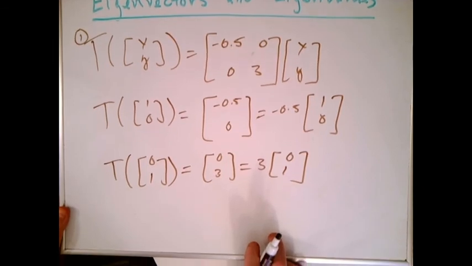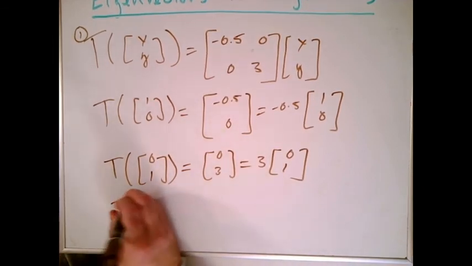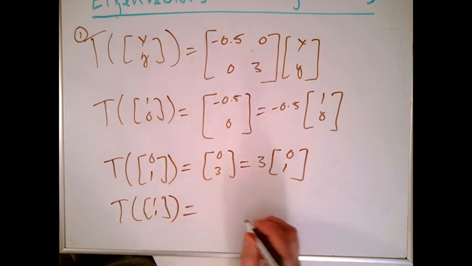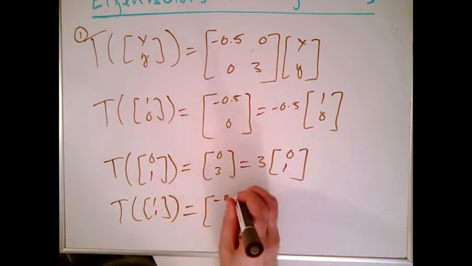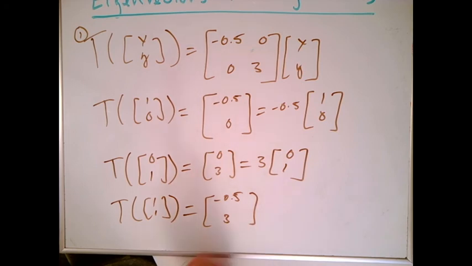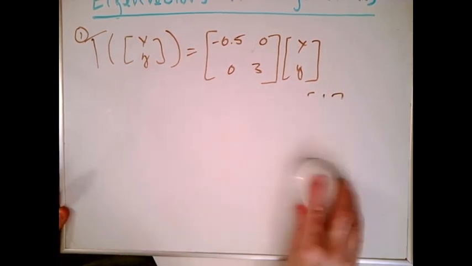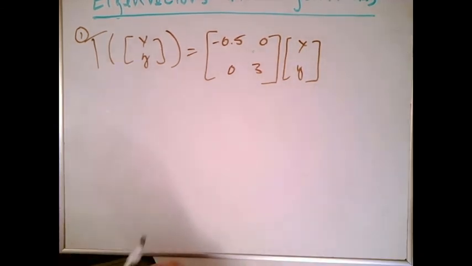This doesn't mean that every vector works this way, by the way, right? If I try plugging in 1, 1, what am I going to get? I'm going to get the vector minus 0.5, 3, which is certainly not a multiple of 1, 1, right? The vector 1, 0 is a very important one here. The vector 0, 1 is a very important one here. And in terms of the graph of the linear transformation, it has a very important description.